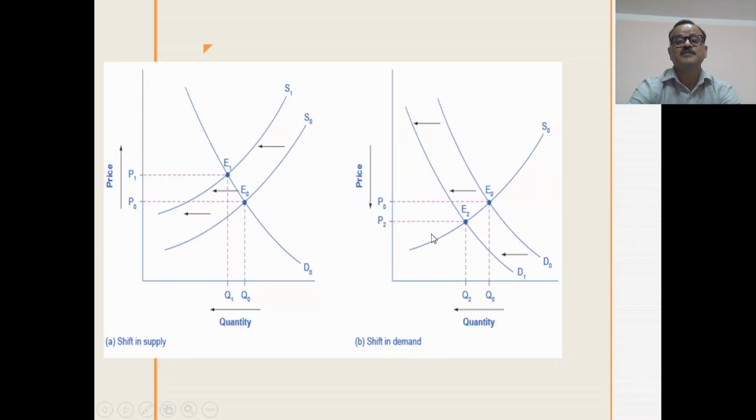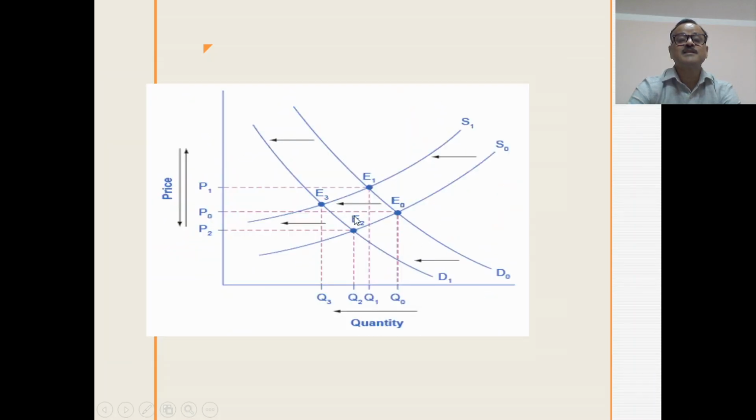Same case is here. And here is the simultaneous change. Here you can see demand D0, S0, price P0, quantity Q0, and supply shifted, for example, to S1. Then what happened? Supply came back. Price increased from P0 to P1 and quantity decreased from Q0 to Q1. Okay, so this is the case.